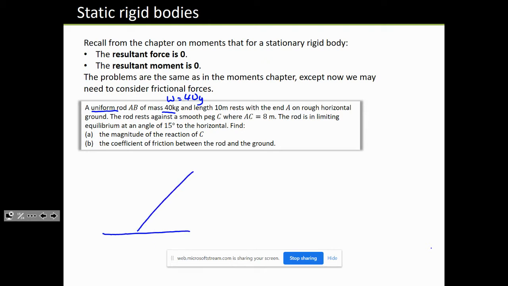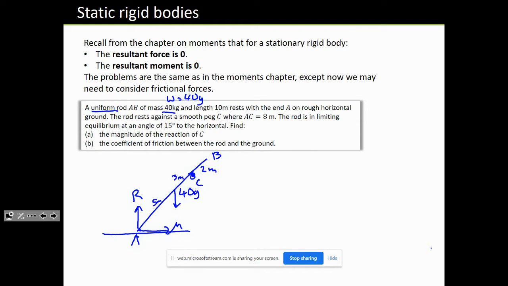It's rough horizontal ground, which means that we have a frictional force in this direction, which is going to be our coefficient of friction multiplied by our reaction. This is our point A. And we have a smooth peg. If this goes to B, 10 meters long, we have a smooth peg C, where AC is 8 meters. So if the peg here is C, we have 2 meters here and 8 meters in the rest, but we have our weight of 40 g acting 5 meters up. So 5 meters and 3 meters there.